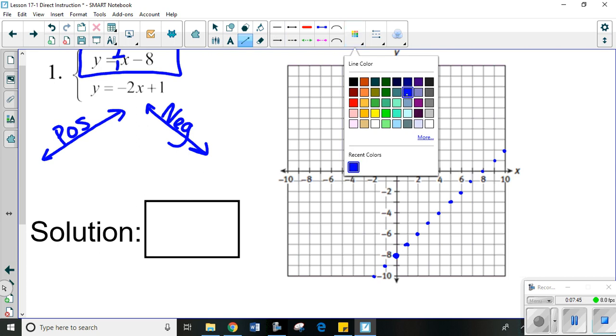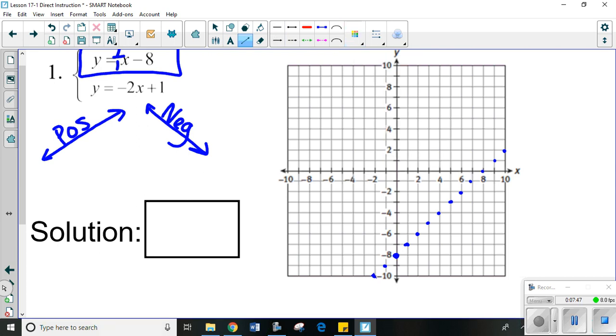You want to use a ruler or line up something that's straight and then connect them. Maybe put the straight edge of a book, something straight, down. We need straight lines so we can see where our intersection point is, if we have one.